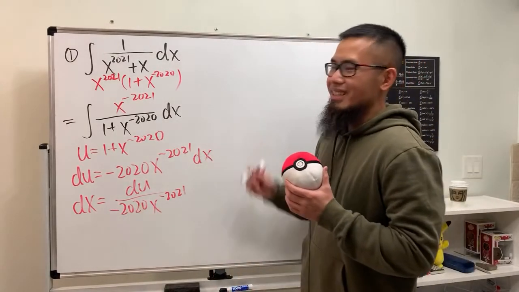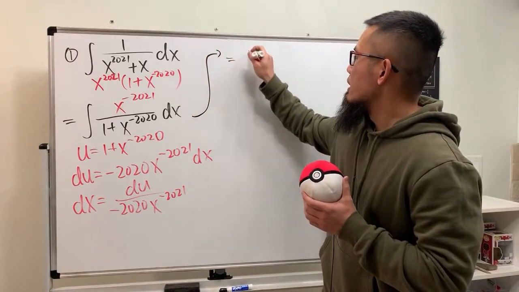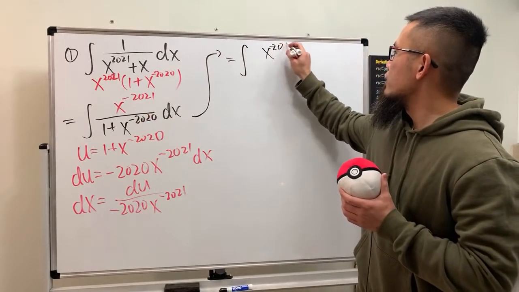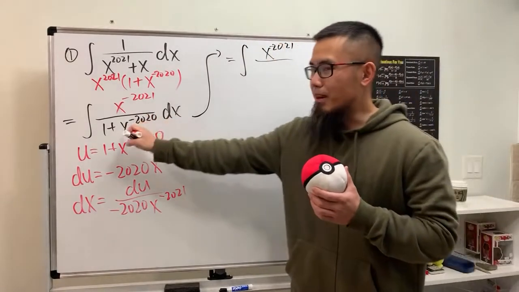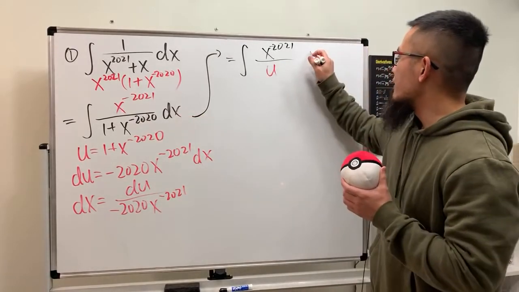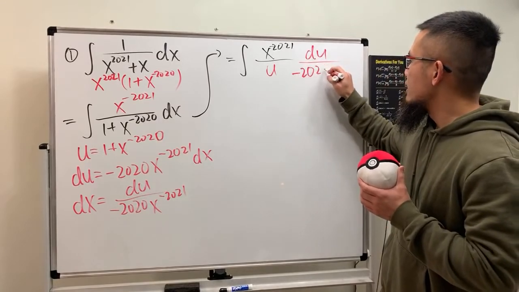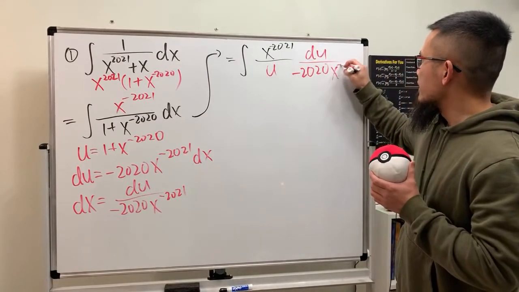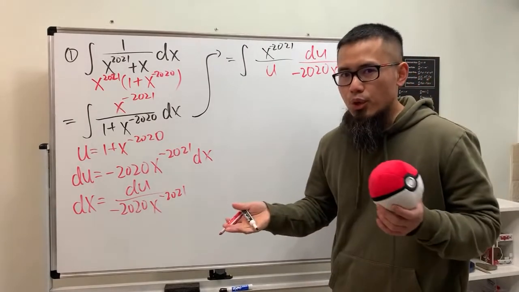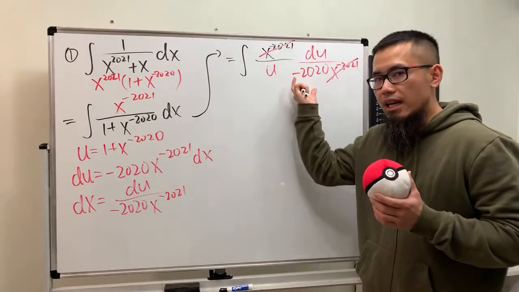And of course, now let's take this integral to the u world. We will see that this becomes the integral, and let me keep that on the top, x to the negative 2021 over the bottom, which is just our u. And then the dx is just that, so we have du over negative 2020 x to the negative 2021. I like to do it this way because I like to show the cancellations. So you see this and that cancel, and that is exactly what we need.